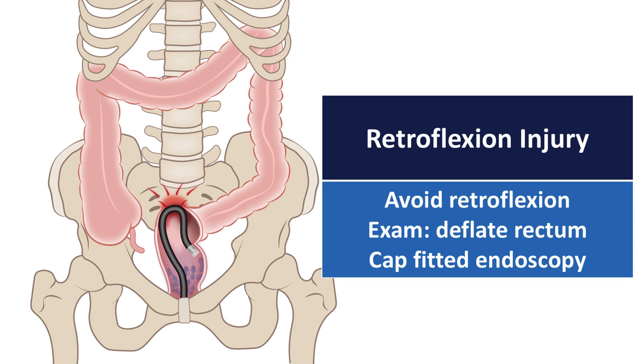Another problem related to perforation is a retroflexion injury, especially in patients with small rectum. And in those cases, it is better to avoid retroflexion. And you could examine the distal rectum by deflating the rectum and with the use of a cap-fitted endoscope.